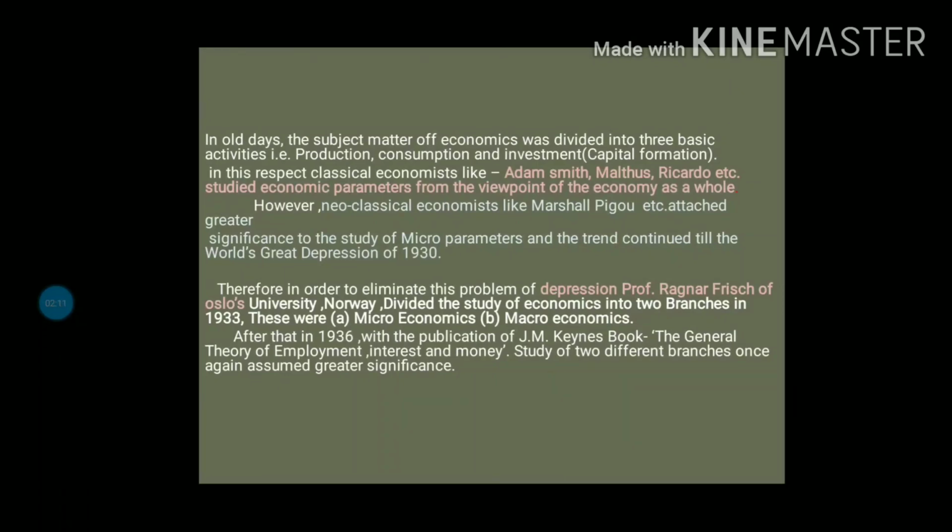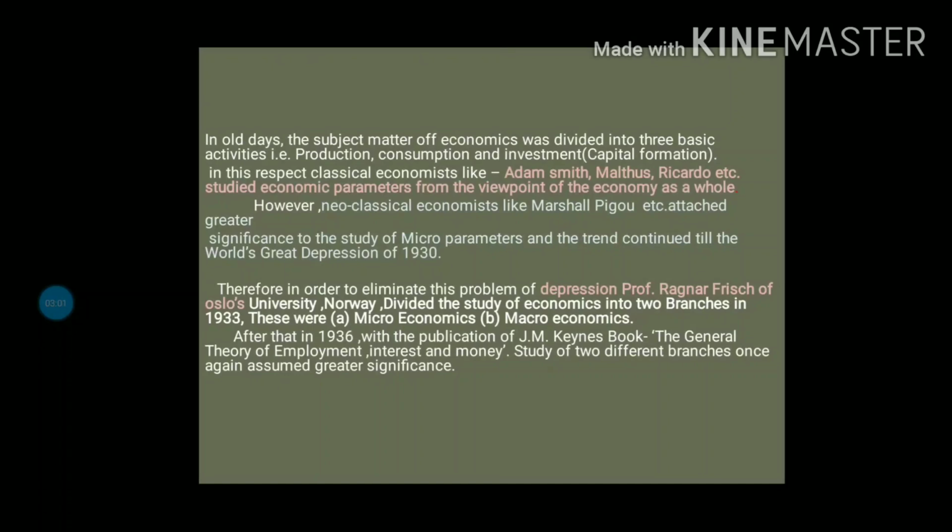The classical economists, classical meaning the old economists, like Ricardo, Adam Smith, etc., had the view that the economy always operates at the level of full employment, and it was based on Say's market law, which says supply creates its own demand. In old days, the subject matter of economics was divided into three basic activities: production, consumption, and investment. It means whatever is produced is only for the purpose of either consumption or investment. There was no scope for saving at all in the classical perspective.